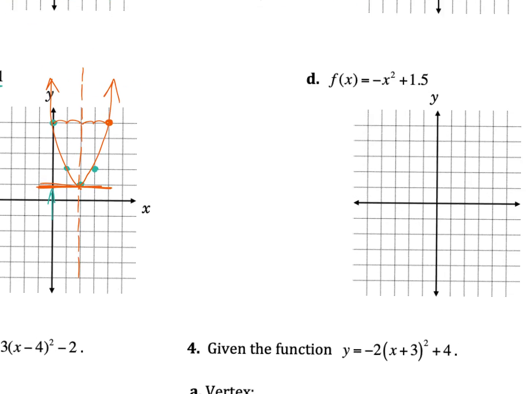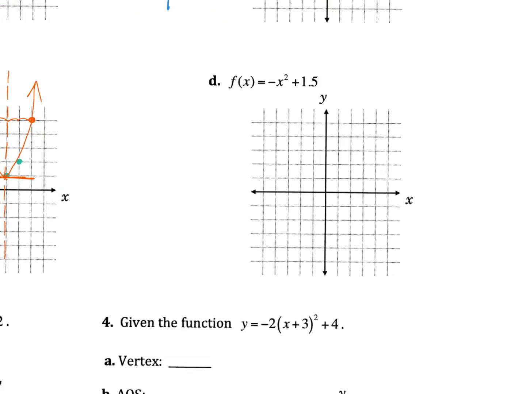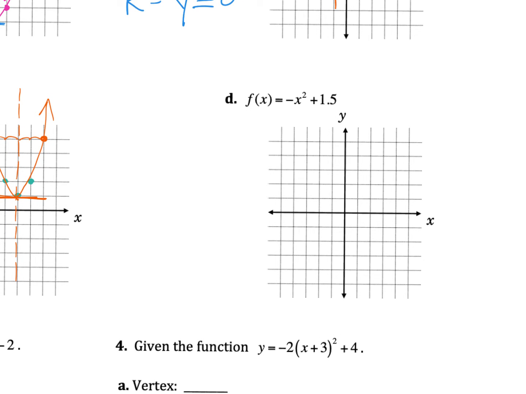Okay, last one of these, and I would say we had enough, but this one's a little bit different. What's the shift, first of all? Where's your vertex going to go? Up 1.5. So up 1.5 is here. Okay, this is our axis of symmetry.